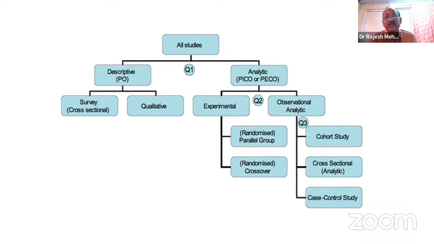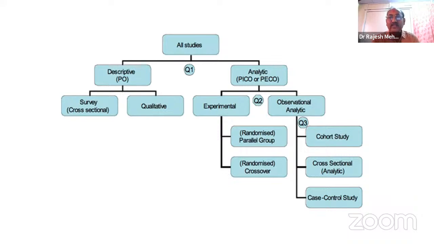On the analytical side, you have observational studies in which you have a cohort study, a cross-section study, and a case control study. You see the cross-section study on this side also, and that side also. In a descriptive cross-section study, you have only time, place, and person. While in an analytical cross-section study, you are going to compare. It's not before and after; at the same time, you want to study the students who are having spectacles and how much time they are spending on the mobile. If you are doing this study in 1,000 students, for example, it is a cross-section study.